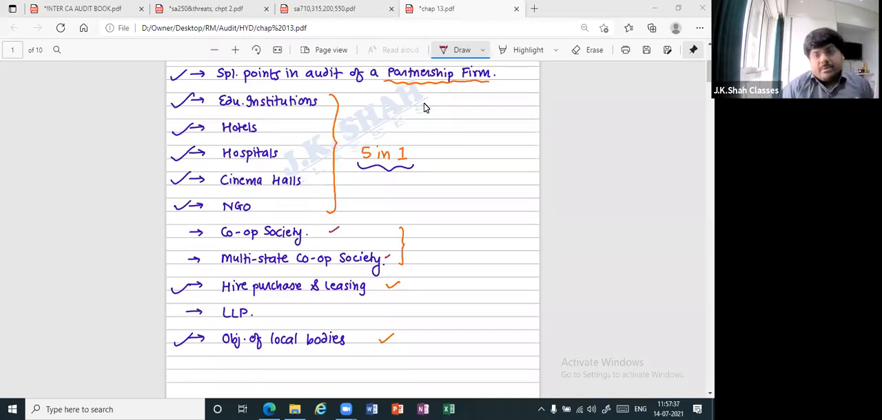Multi-state cooperative society will be audited as per Multi-State Cooperative Societies Act 2002. Now, what is the difference between cooperative society and multi-state cooperative society? Multi-state. So ultimately, when I say multi-state, what do you mean by that? It is that cooperative society does not have presence in one state. That cooperative society has presence in more than one state. When you have presence in more than one state, that becomes a multi-state cooperative society.